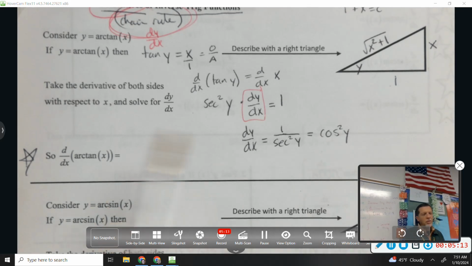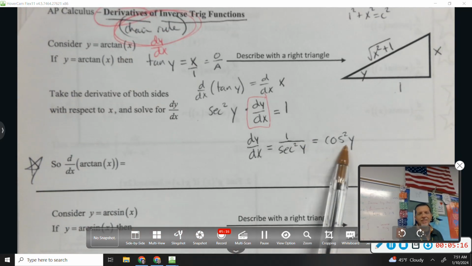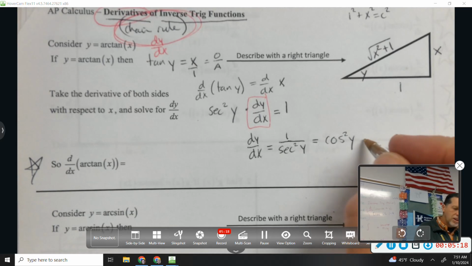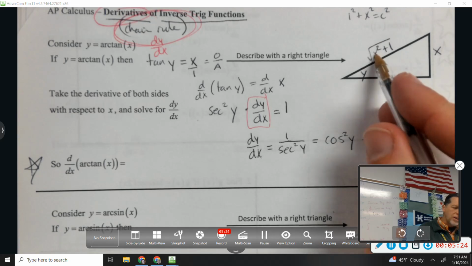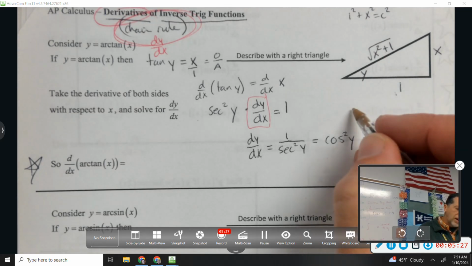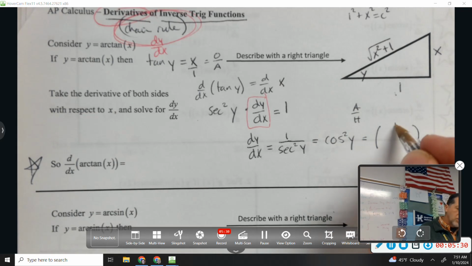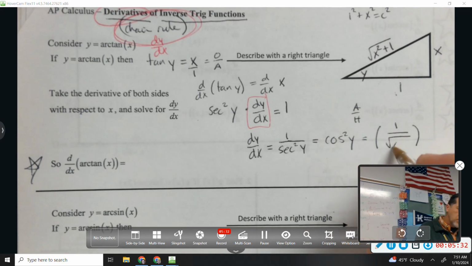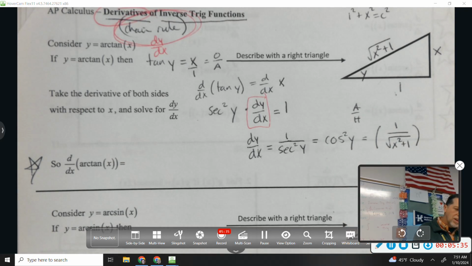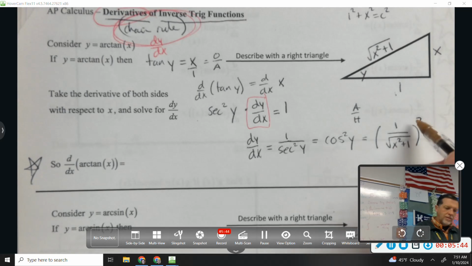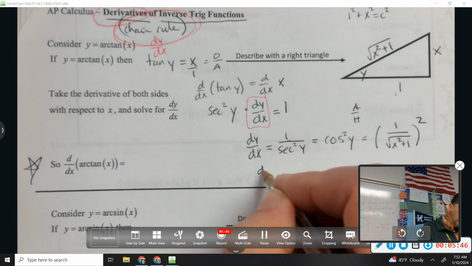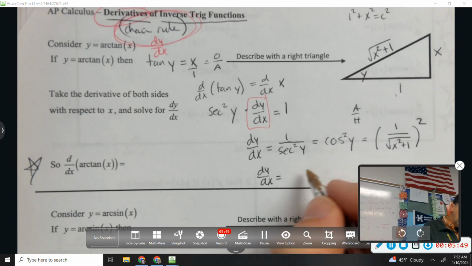But if I start with y equals arctan of x, I don't really want this as an answer. And I've got a picture here. The cosine of y is adjacent over hypotenuse. Right, cosine is adjacent over hypotenuse. So 1 over square root x squared plus 1. But then we're supposed to square it. And well, that works out nice because the square and the square root cancel each other out. So dy dx is 1 over x squared plus 1.